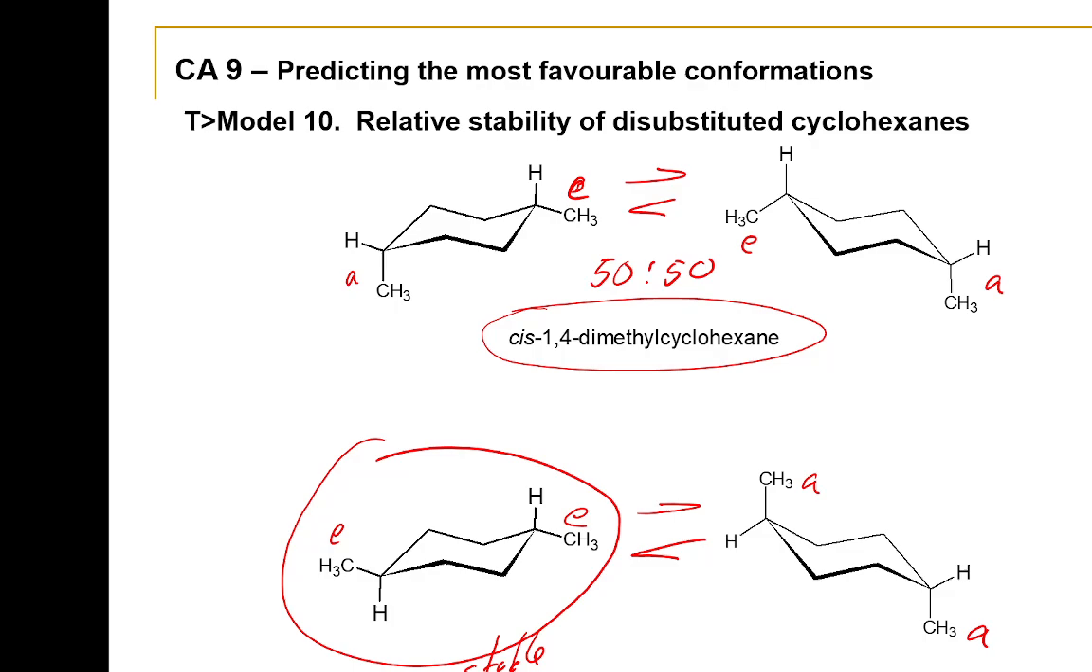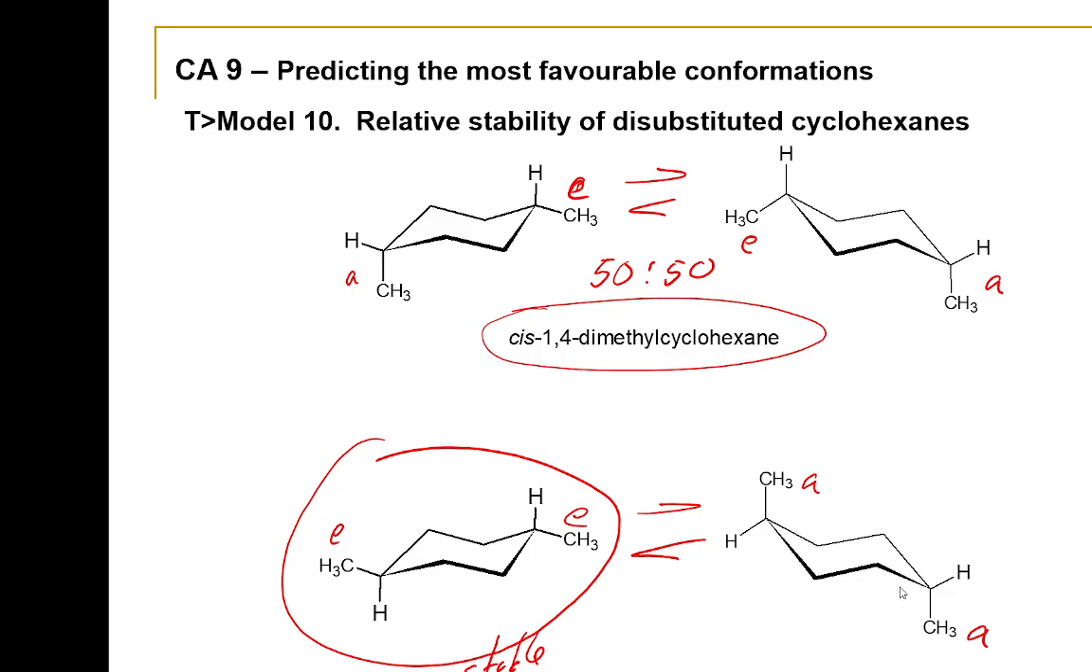Now, don't memorize the conclusion, oh, trans is always going to be more stable. It depends. It depends on where the substituents are as to where the equatorials will be. So we'll do more practice of this, and certainly when you start to look at the open OChem, you'll see that there's a bunch of practice related to that.